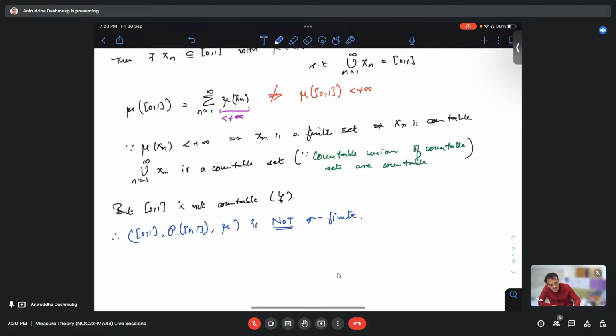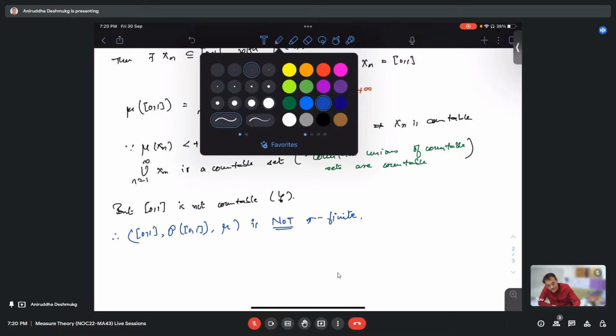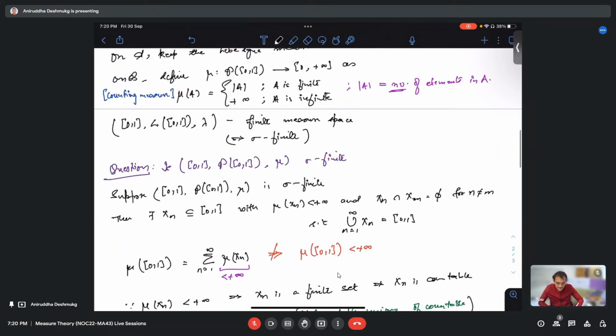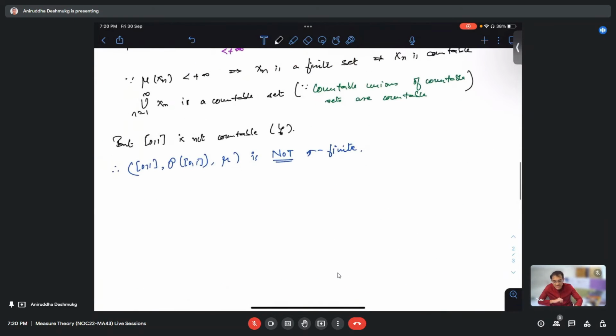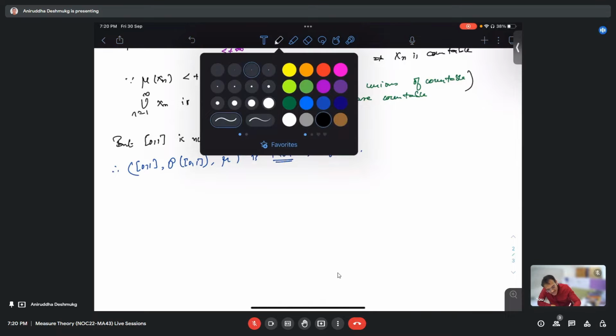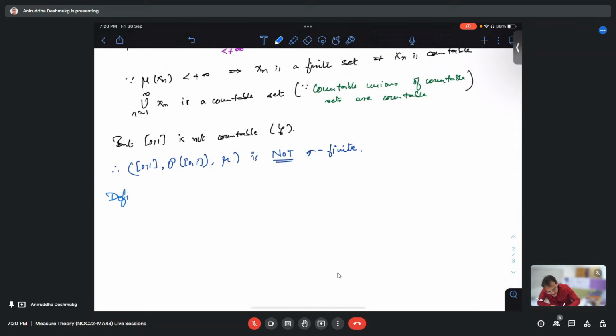Okay, if it is not sigma finite, then let us start constructing the counterexample which we desire. So we want to show that this equality may not hold if both the things are not sigma finite. Right? So let us consider a very special set which is called the diagonal set in the product. I'll write the general definition, that would be better.